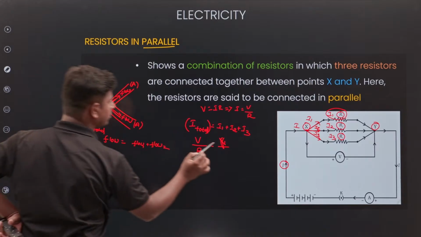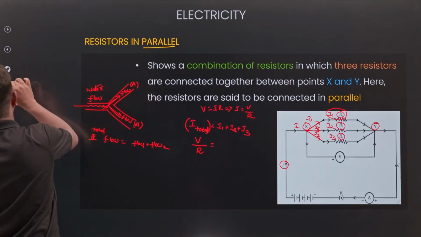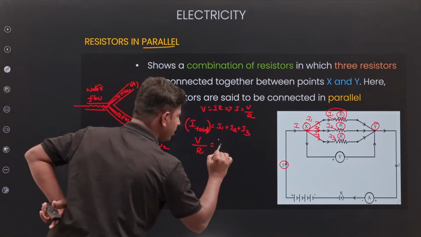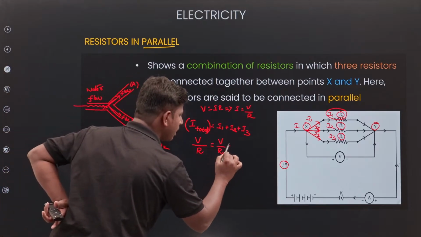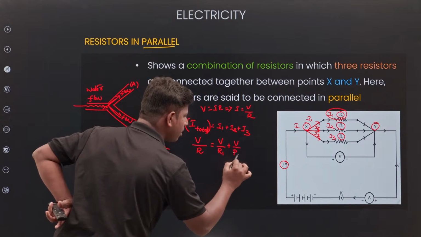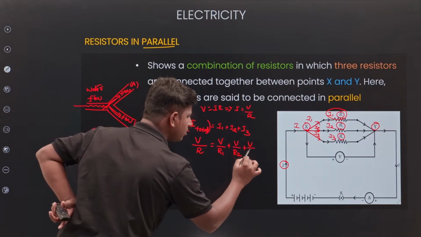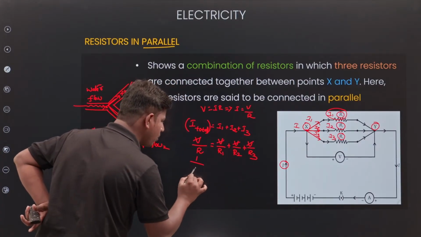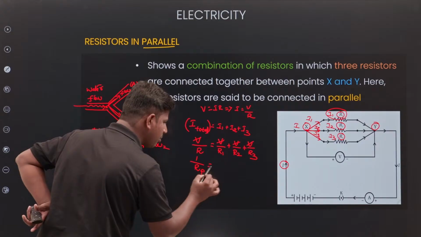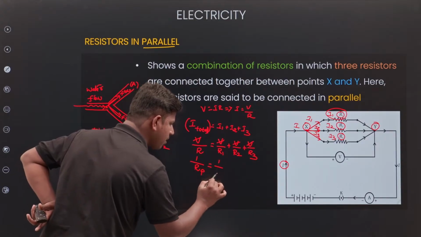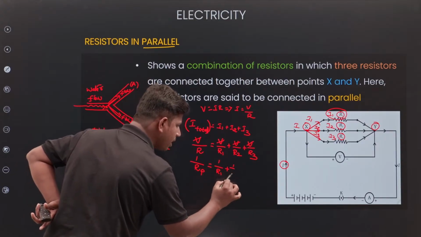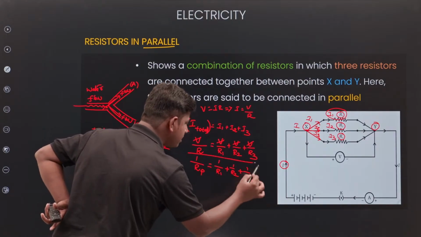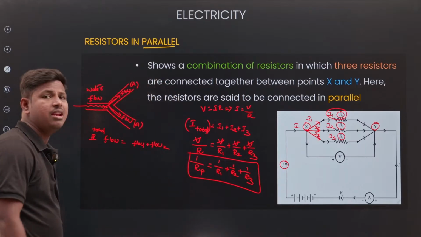Potential is the same now. Potential is the same, right? So V by R1 is I2, V by R2 is I3, V by R3. Since the potential is the same, cancel it. 1 by Rp, Rp means R parallel, resistors are parallel, is equal to 1 by R1 plus 1 by R2 plus 1 by R3. This is the formula for resistors in parallel.